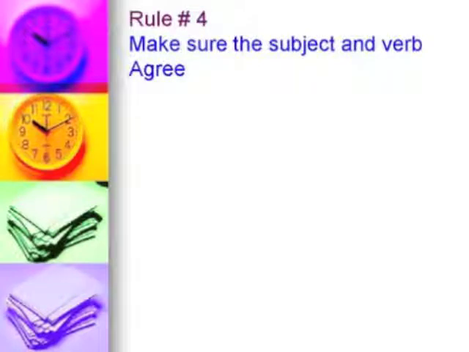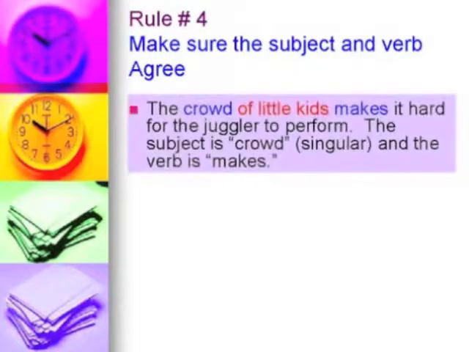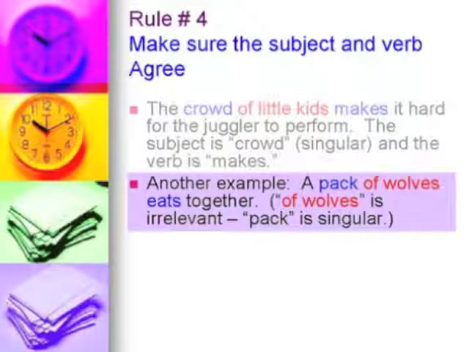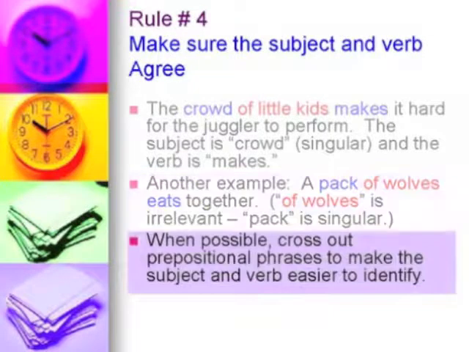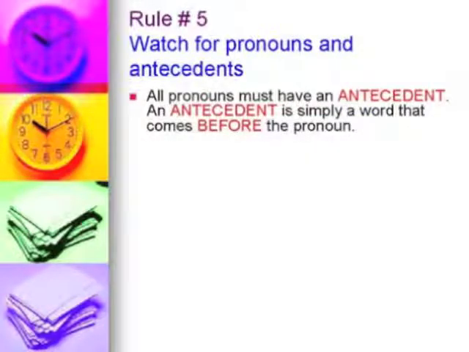Rule number 4, make sure the subject and the verb agree. Listen to this sentence. The crowd of little kids makes it hard for the juggler to perform. The subject is crowd, which is singular, and the verb has to therefore be third person singular, makes. But the problem is, of little kids distracts you and makes you think that it's actually a plural subject, but it's not. So remember, throw away the prepositions, and you'll be able to more easily figure out which is the subject and which is the verb.